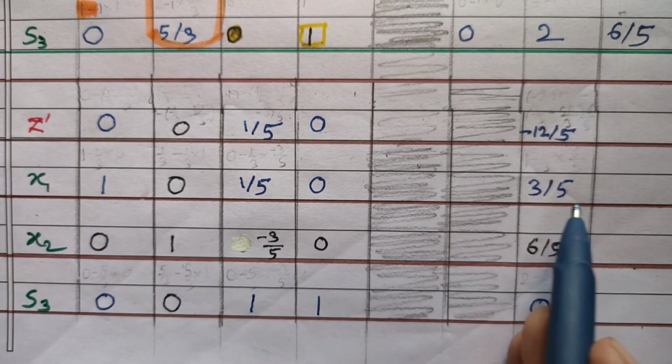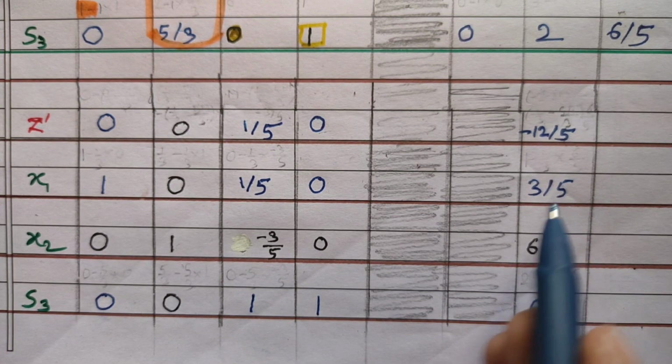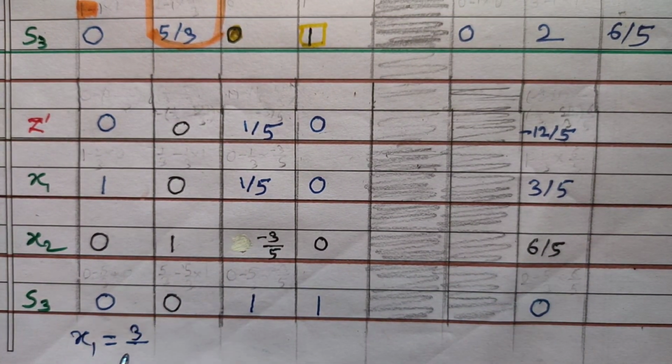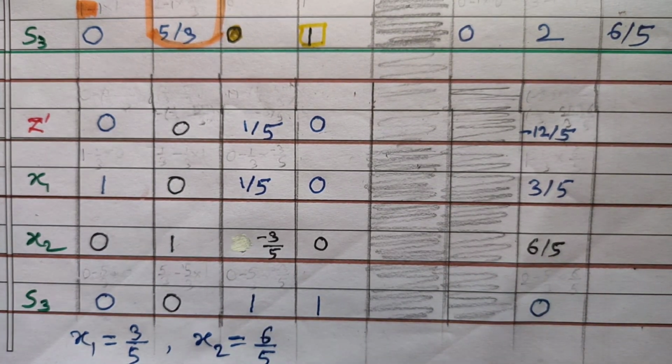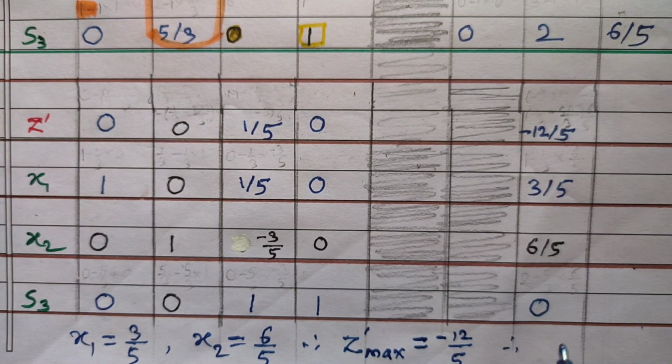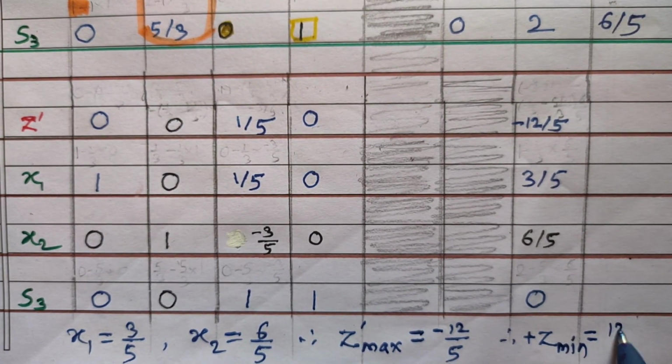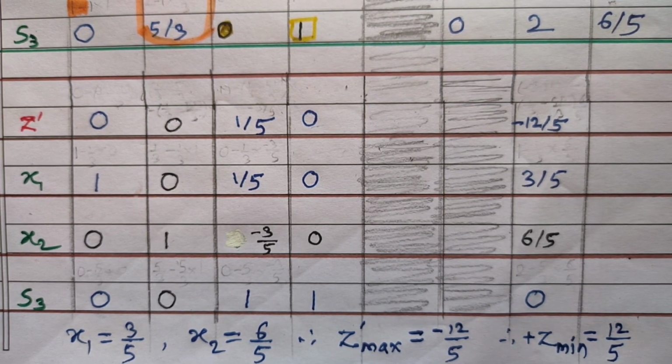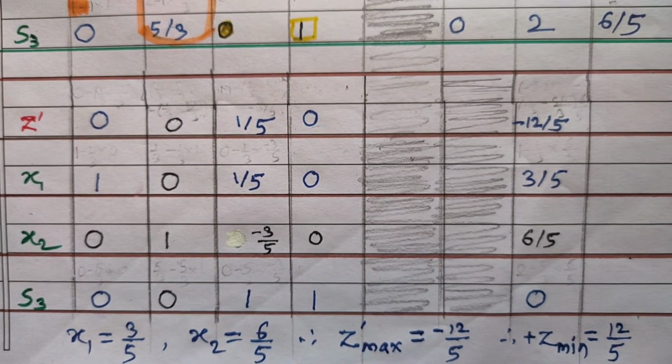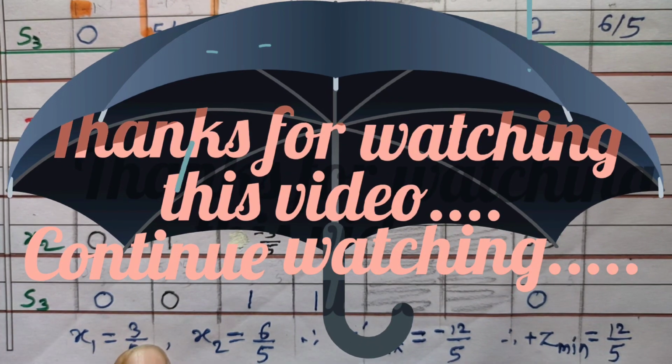From this table, these are RHS values, x1 is equal to 3 upon 5. Then decision variable x2 is equal to RHS value 6 upon 5. Hence Z dash maximum is equal to minus 12 upon 5. Hence multiplying by minus sign, Z dash is equal to minus Z. Hence minus Z, that is Z minimum, is equal to, multiplying this by minus sign, 12 upon 5. Okay, so this is the conclusion. Z minimum is 12 upon 5. This is the solution. So let us stop here.